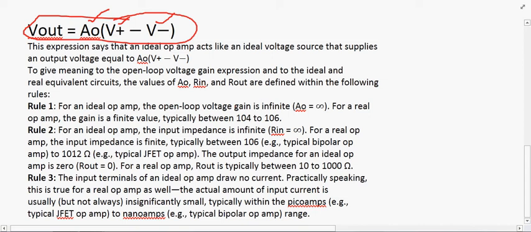In ideal cases. For a real op-amp, the gain is some finite value, typically between 10^4 to 10^6. The next rule says that for an ideal op-amp, the input impedance is infinite, that is, it can draw no current under ideal conditions.